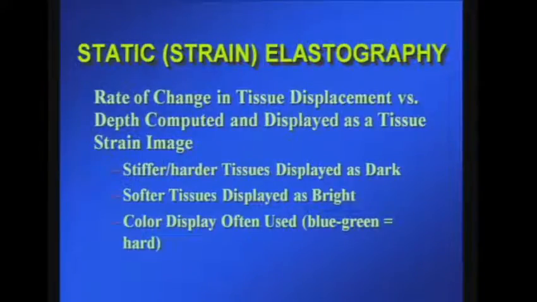So strain elastograms are actually created by taking all those displacement values and calculating the rate of change in the tissue displacement as a function of depth. And then you create an image of all these data points and you end up with the elastogram. In a strain elastogram, stiffer or harder tissues are usually displayed as dark on a grayscale image, and softer tissues are displayed as bright, or on a color display they may be displayed in any color, but typically blue or green is used for a stiffer tissue.